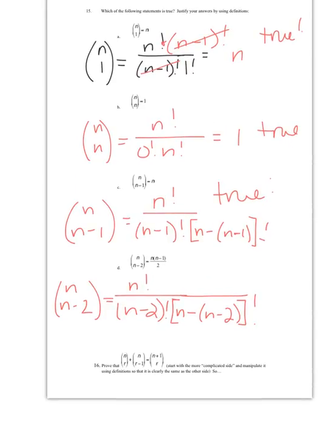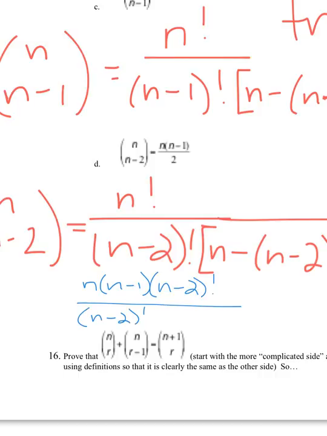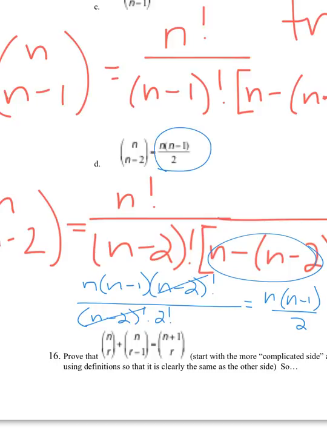I'm going to rewrite the numerator as n times n minus 1 times n minus 2 factorial. The denominator is the n minus 2 factorial. And when I distribute the negative inside over here, that's going to give me just a 2 factorial. So n minus 2 factorial cancels out, and we are just left with n times n minus 1 all over 2, which is exactly what the other side had been. So this is true as well.